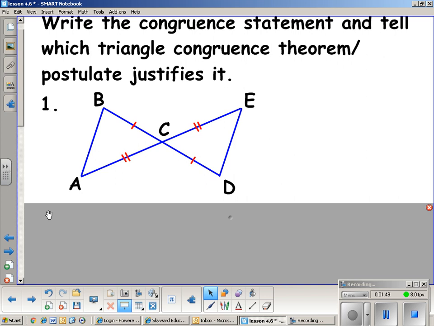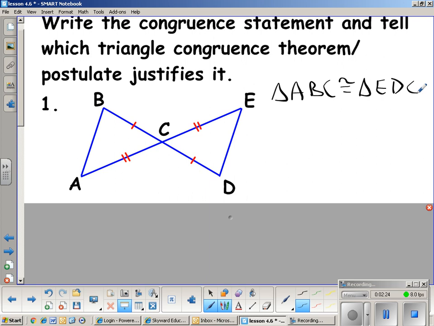Rebecca, you're usually pretty quiet. Can you tell me the congruent statement? Remember, it means triangle whatever congruent to triangle whatever. Can you identify it in the proper order? Triangle ABC is congruent to triangle EDC. Nice. Very good.